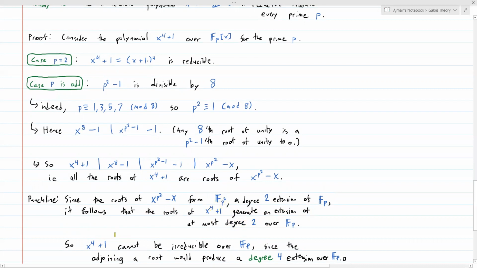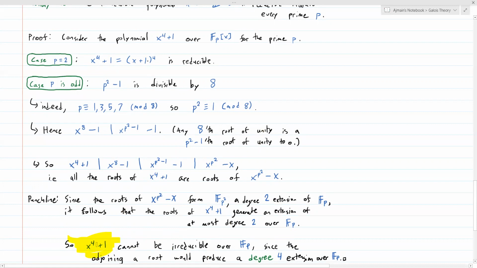Now, what would happen if x to the 4th plus 1 were irreducible over F_p? Then adjoining a single root of x to the 4th plus 1 would give you a degree 4 extension over F_p, because if you adjoin a root of an irreducible polynomial, you get an extension whose degree equals the degree of the irreducible polynomial. This is, I think, the first main theorem that we proved in this whole course: the degree of a simple extension obtained by adjoining a root of an irreducible polynomial is the degree of the irreducible polynomial.